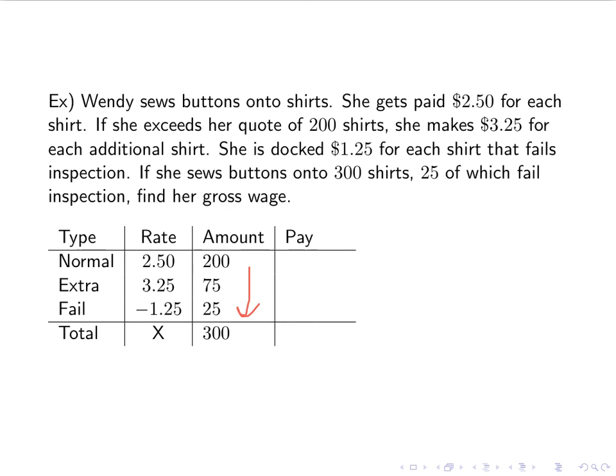And then to find the pay, again, that's the rate times the amount. So we should be getting $243.75 and a negative $31.25. Okay, and the total pay, make sure you're adding the first two but subtracting the third, and you should get $712.50.